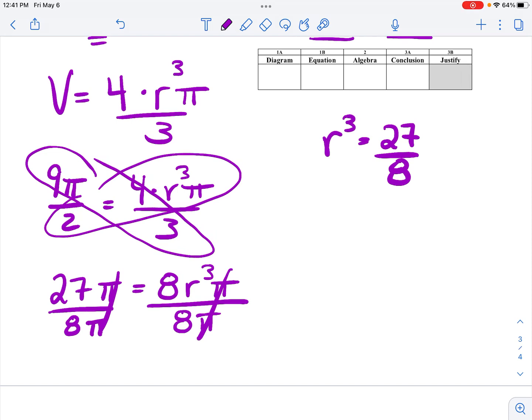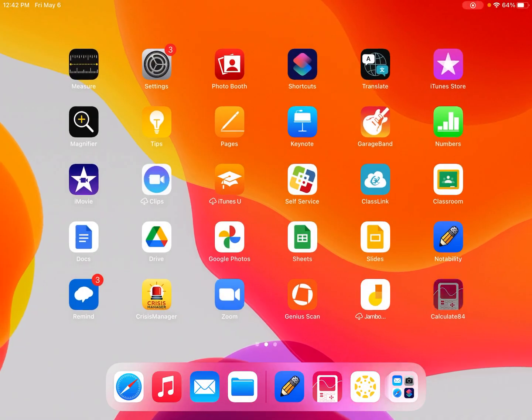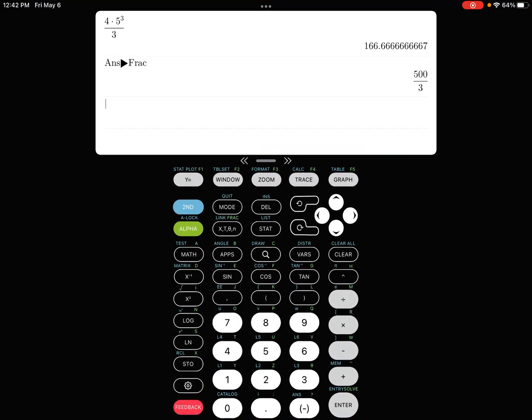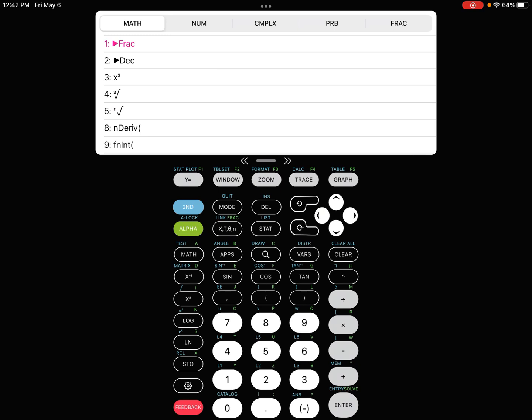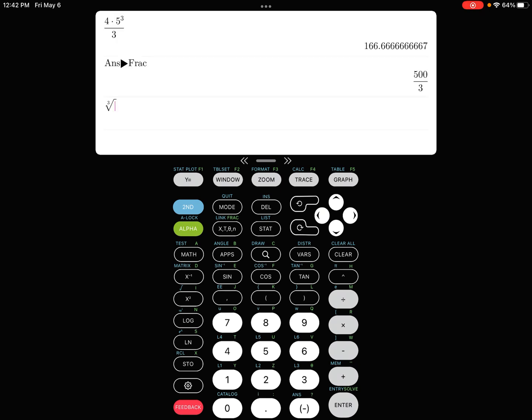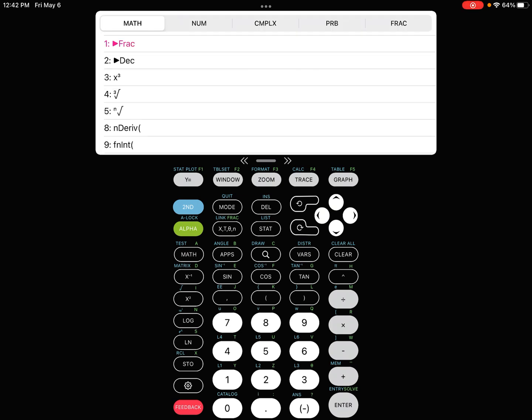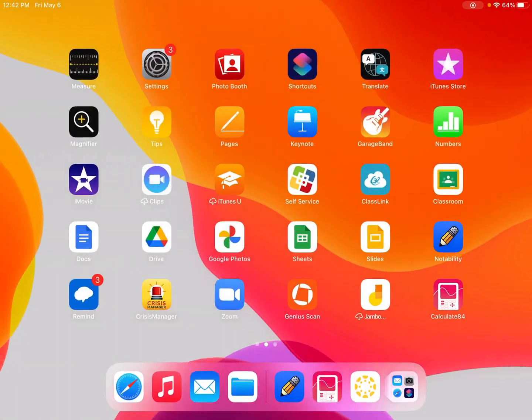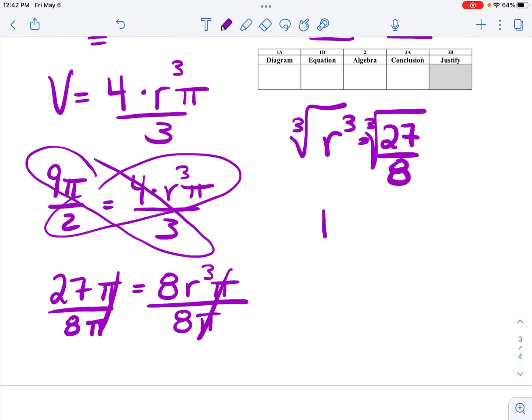All right, I want to, again, show you your calculator. The way we get the third power is we third root it, because that's its inverse, like the inverse of squaring is a square root. So where is the third root? Well, if you go into your calculator, lots of things live in your math button. If you hit your math button, you'll see the cube root. That's number 4. So I'm going to do the cube root of 27 divided by 8, enter, and I get 1.5. So I am getting my r to be 1.5.